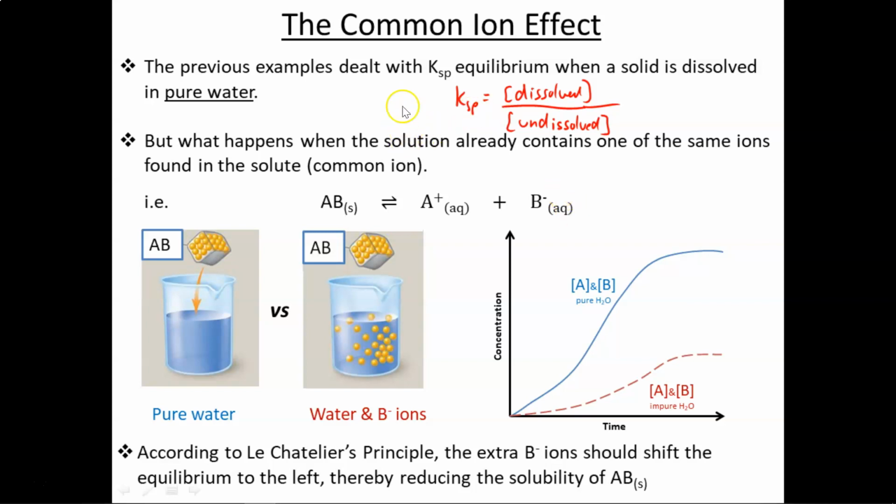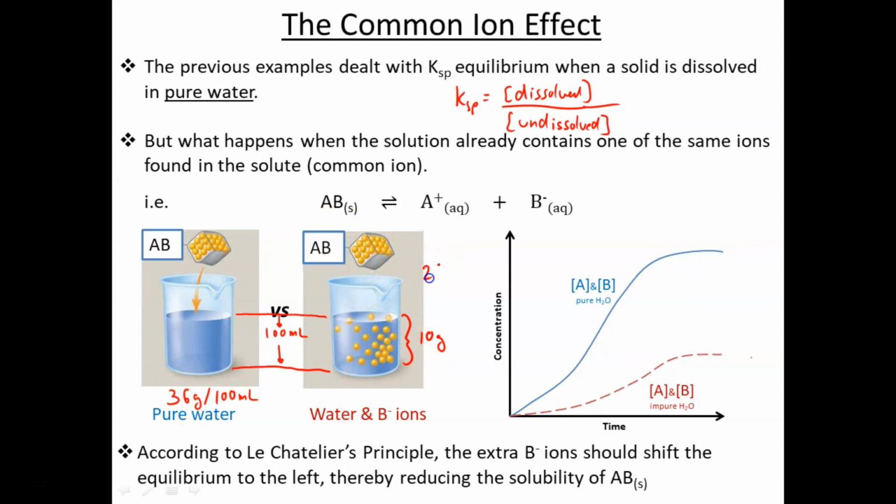Now, up until this point, we've been dealing with examples where a compound is being dissolved in pure water. But what happens if we try to dissolve that same compound in a sample that is not pure water? For example, we all know salt dissolves quite well in pure water, about 36 grams per 100 mL of water at around 20 degrees Celsius. But what if I already had a beaker that had 10 grams of salt already inside of it? Would I still be able to dissolve the full 36 grams? No, I'd only have room for 26 grams at that point.